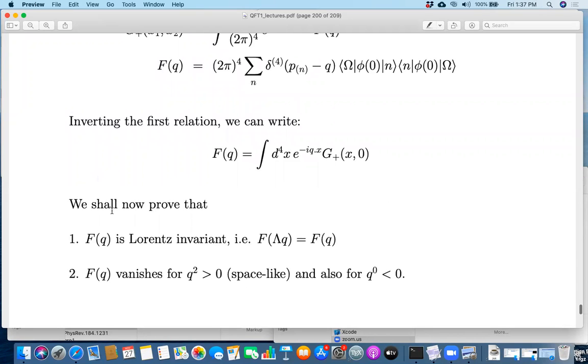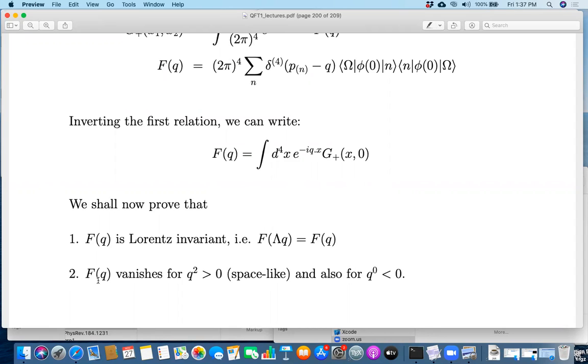Now we'll prove two results about fq. The first result is that fq is Lorentz invariant. What we mean precisely by that is that f of lambda q should be equal to f of q, where lambda is any arbitrary Lorentz transformation matrix.